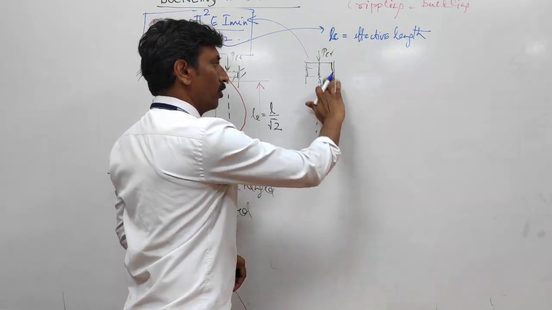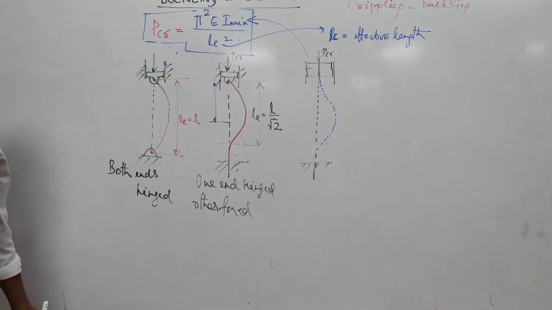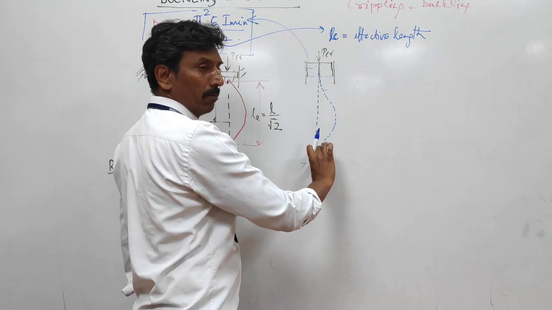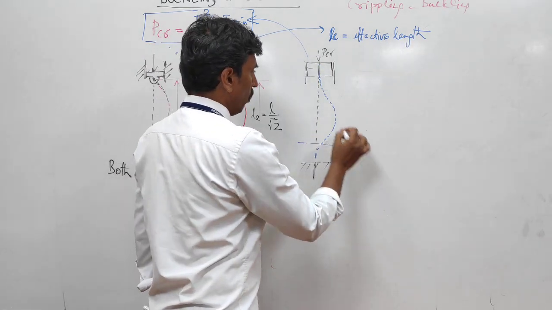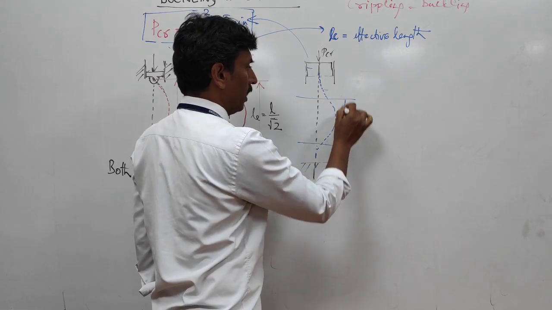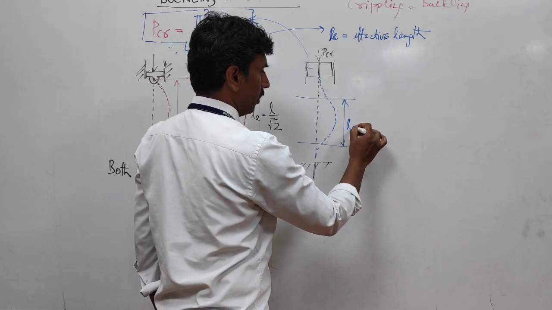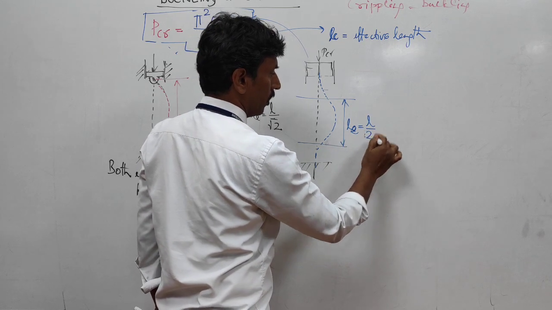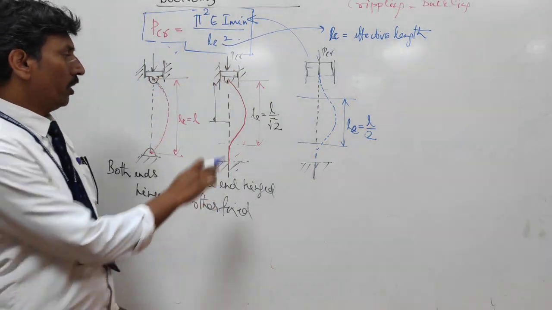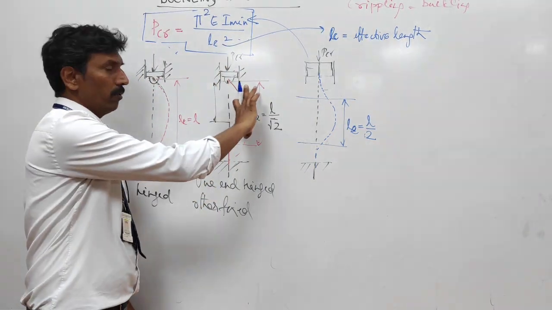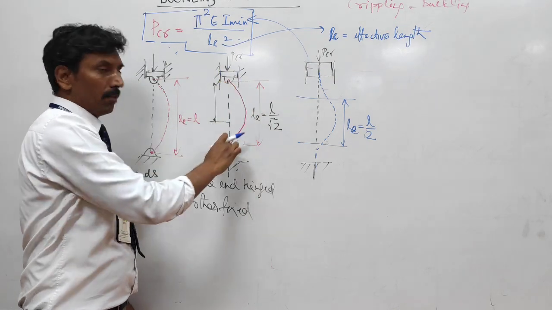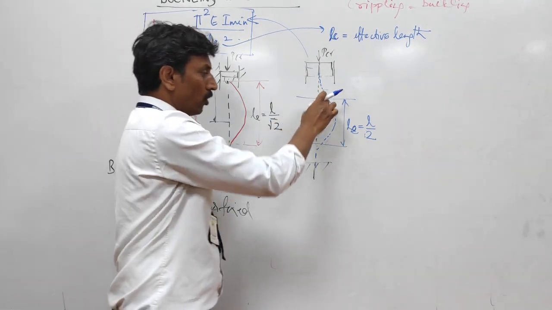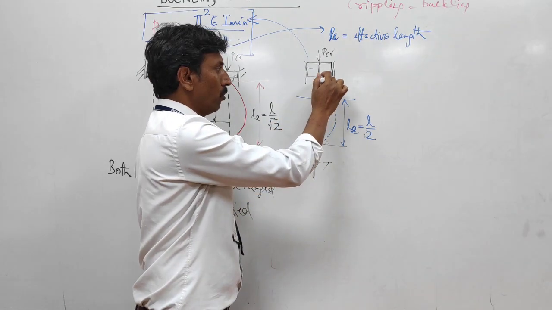You can see that this part of the column doesn't participate in bending. Only around this part is actually participating in bending. So the effective length which is actually under bending is L by 2. It's not root 2 here. In the root 2 case, the part of the curved column is larger. Here the part of the curved column is smaller, because both ends are held like this.